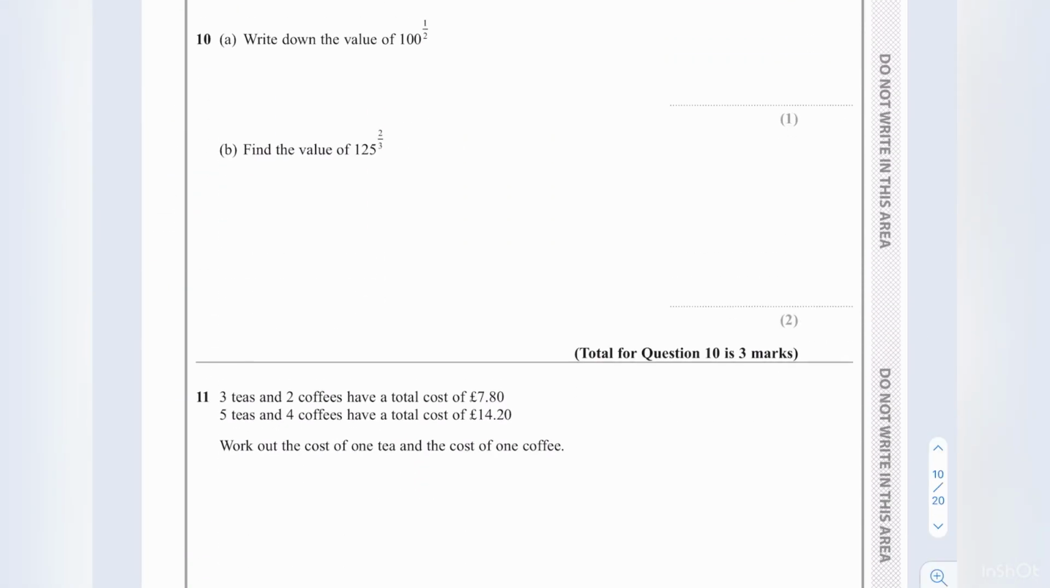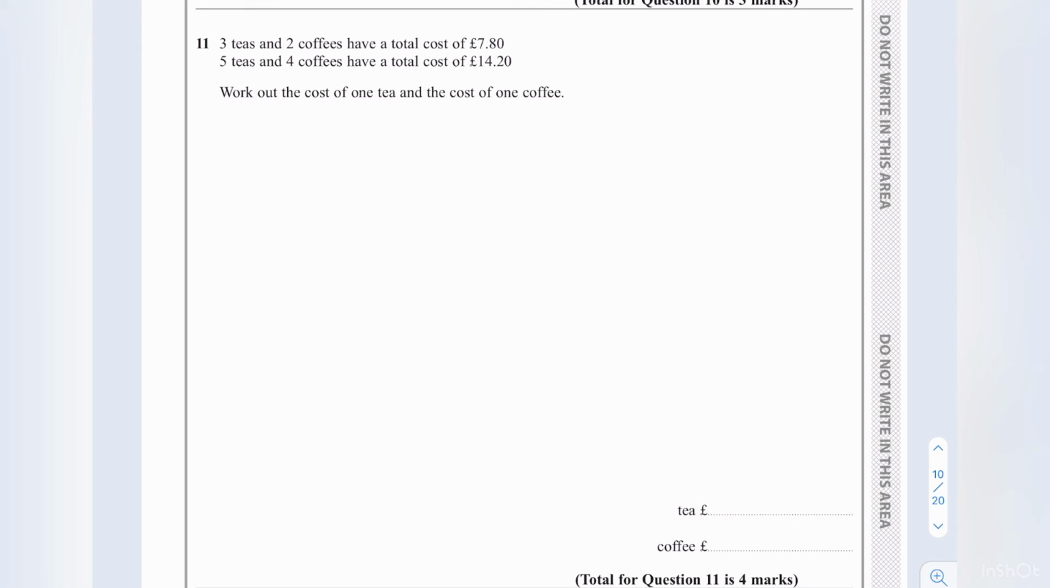Question 10. We know that to the power of a half is just the square root, so the square root of 100 is 10. Part B, 125, we can raise that to the power of 1/3 and then square it. All I've done is separate my 2/3 into a third and then the 2. The third means the cube root of 125. Well, the cube root of 125 is 5. 5 squared is then 25.